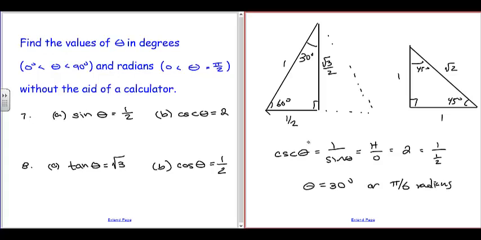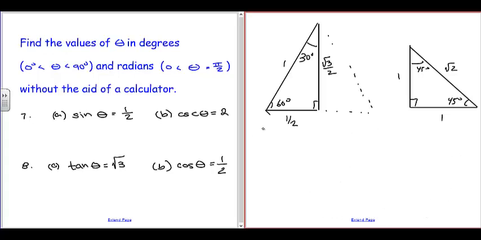Okay, so that's 7a and 7b. Then you've got the tangent of theta equals the square root of 3. So remember, tangent is opposite over adjacent. We again look at these two triangles, and we see that none of these combinations in the 45-degree triangle are going to involve the square root of 3. So it's got to be this triangle. And so the two options, we could take this divided by that, or this divided by that.